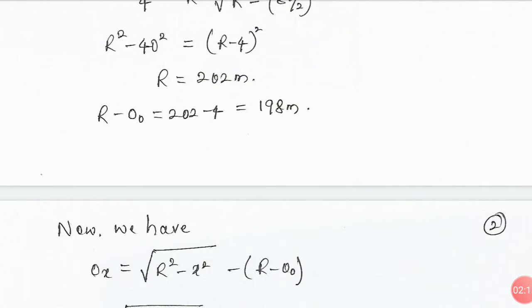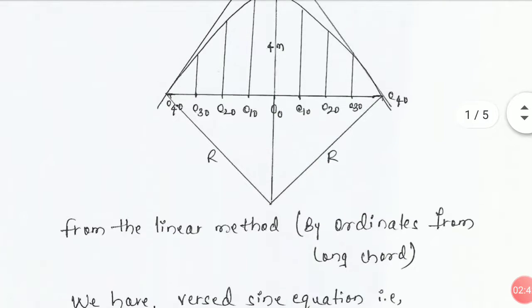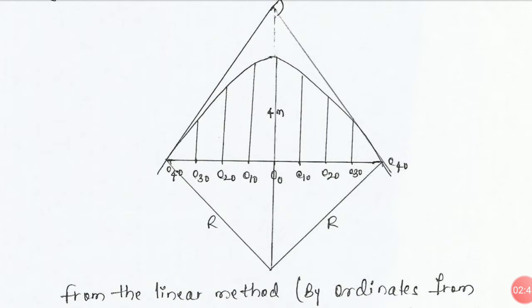Now to calculate the remaining offset lengths at every 10 meters, I have Ox equal to square root of R squared minus x squared, minus (R minus O naught). I have calculated R minus O naught in the previous line, 202 minus 4, that is 198 meters. Now the x value goes on changing, O10, O20, O30, like that. I will calculate the offset lengths and at the end I will join the end of the offsets to get the curve.